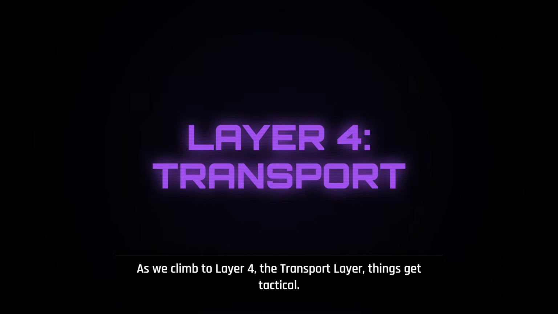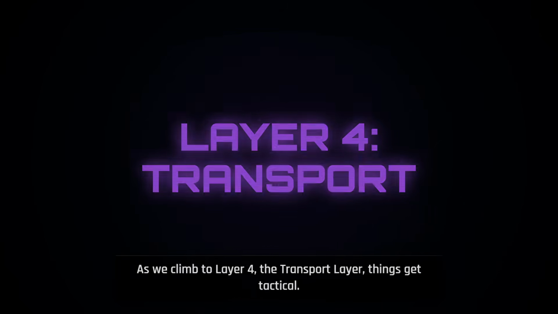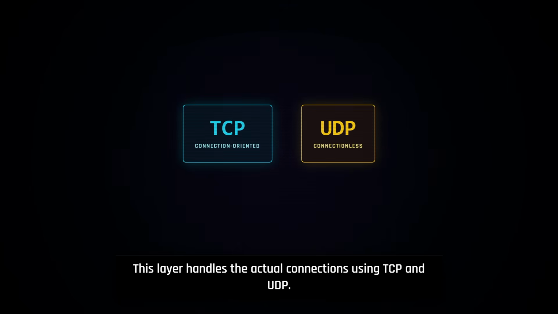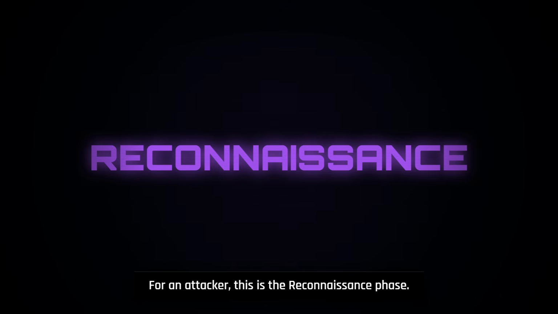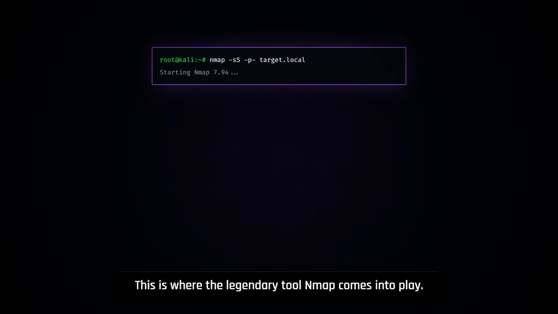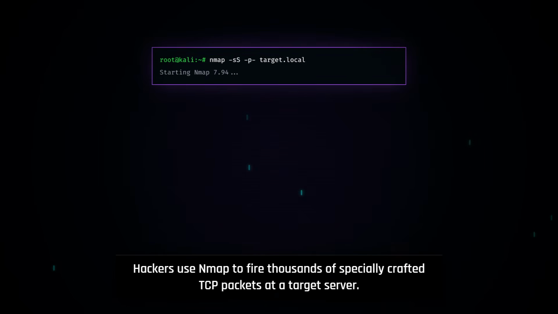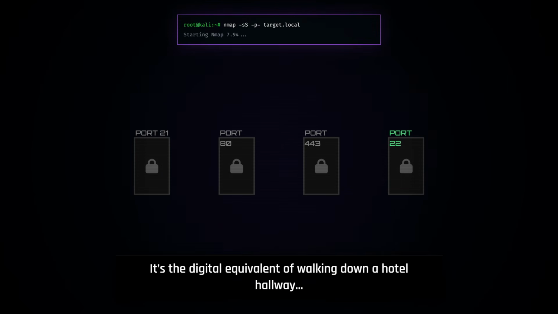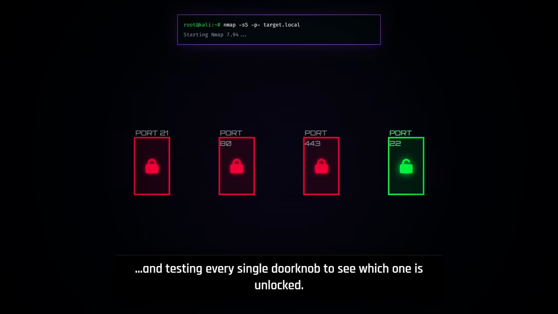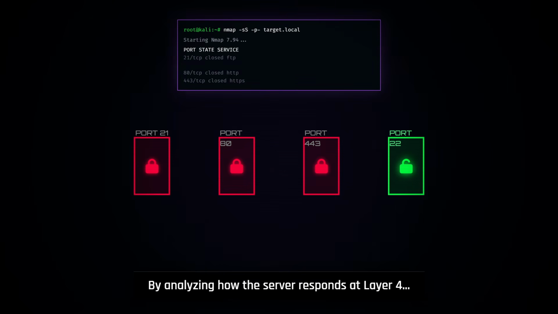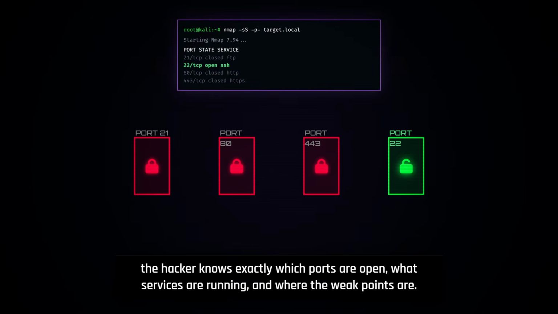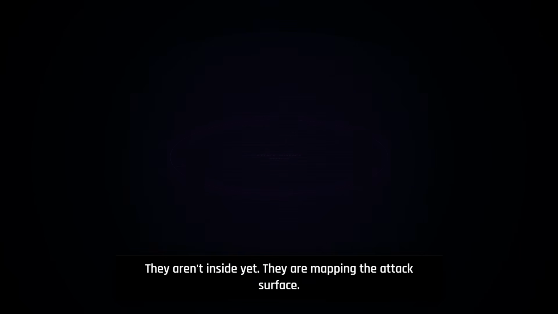As we climb to layer 4, the transport layer, things get tactical. This layer handles the actual connections using TCP and UDP. For an attacker, this is the reconnaissance phase. This is where the legendary tool Nmap comes into play. Hackers use Nmap to fire thousands of specially crafted TCP packets at a target server. It's the digital equivalent of walking down a hotel hallway and testing every single doorknob to see which one is unlocked. By analyzing how the server responds at layer 4, the hacker knows exactly which ports are open, what services are running, and where the weak points are. They aren't inside yet. They are mapping the attack surface.